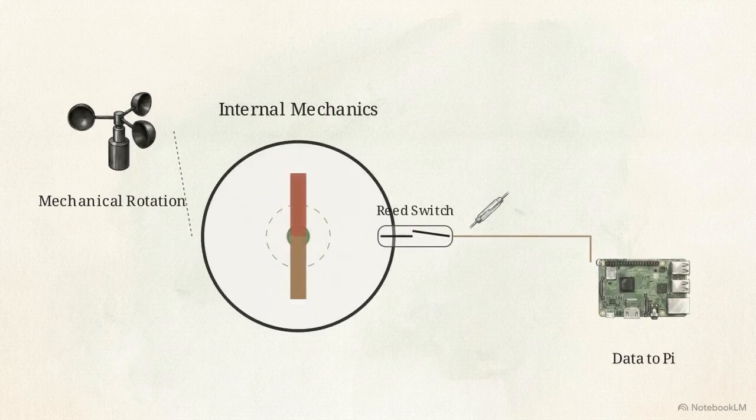This diagram shows the anemometer's internal mechanics. A small magnet rotates on a central axis. Every time it passes a reed switch, it closes an electrical connection. That tap registers as a 1, a digital pulse, sending an on signal straight to the Pi's GPIO pin.